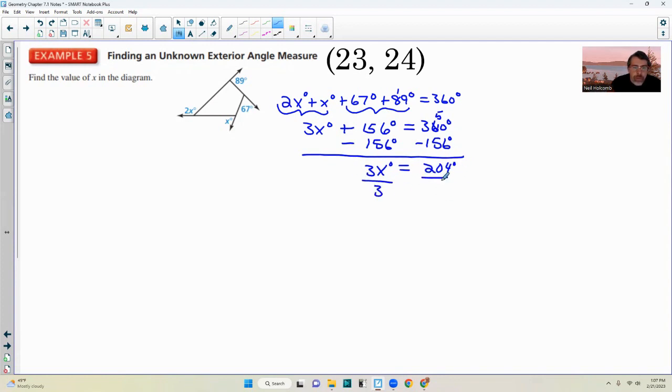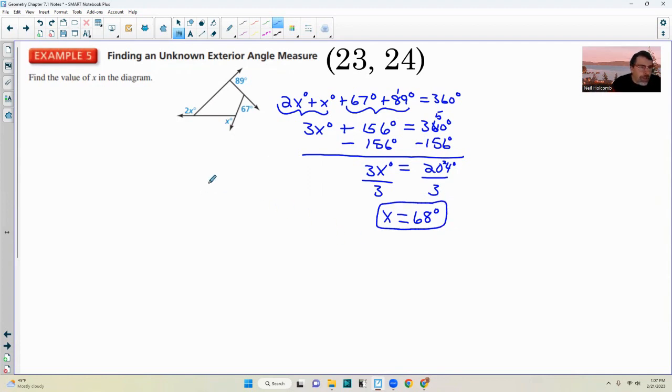I'm going to divide both sides by 3. And I'm going to get x equals 3 goes into 20 6 times with a remainder of 2. 3 goes into 24 8 times. So x is 68 degrees. Find the value of x in the diagram. It is 68 degrees. Always check to see if you answered the question.